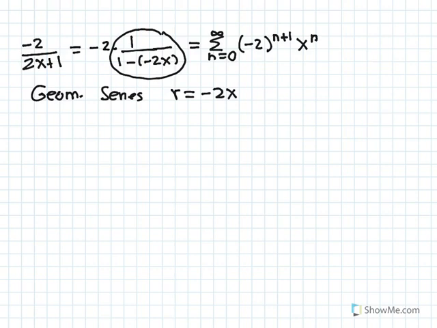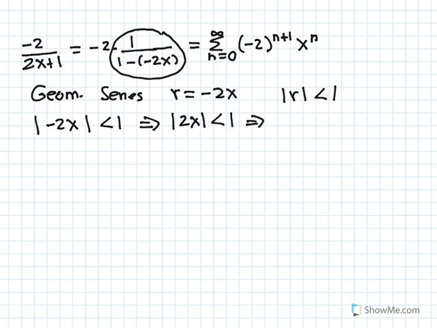It converges when the absolute value of the common ratio r is less than 1. The absolute value of -2x is less than 1. The absolute value gets rid of the minus sign, so we get the absolute value of 2x is less than 1. Divide by 2, we get the absolute value of x less than 1/2.